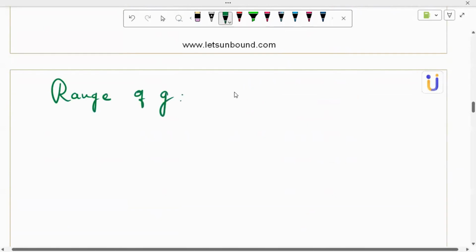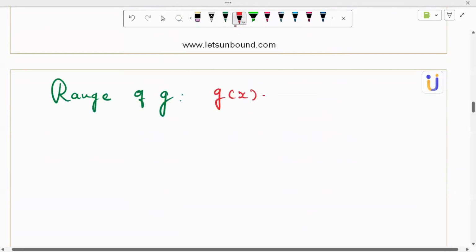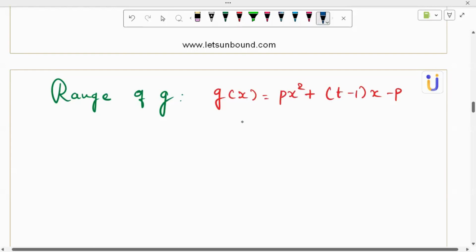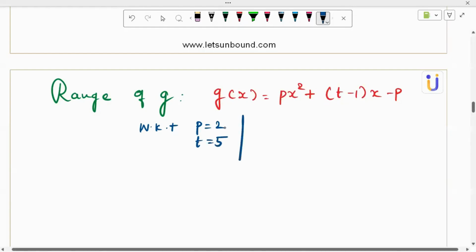So g of x is given as px square plus (t minus 1)x minus p. And we know p and t, right? So we know that p is equal to 2 and t is 5. Let's substitute it. So our g of x reduces to 2x square plus (5 minus 1)x minus p.